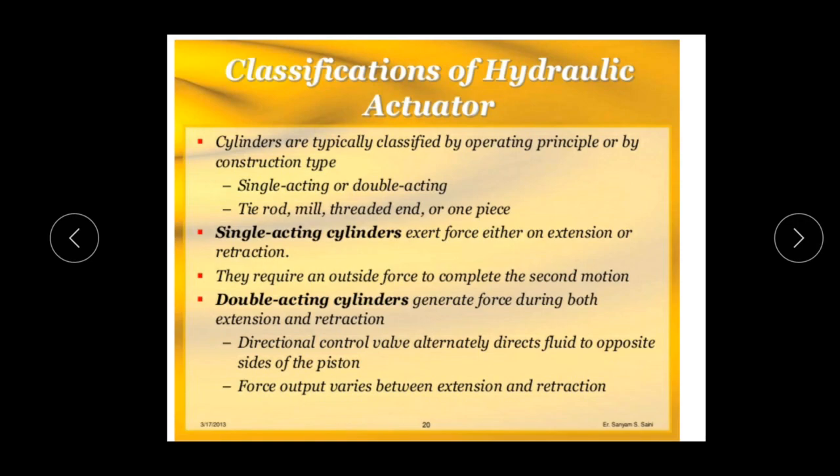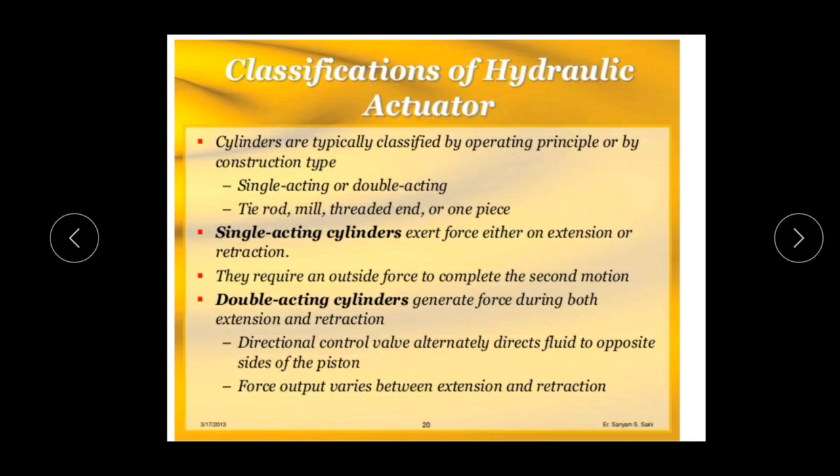Okay, dear students, let us discuss the classification of hydraulic actuators. The cylinders are typically classified by operating principles or by construction type. Number one is single acting or double acting cylinders, and tie rod cylinders, mill type cylinders, threaded end type cylinders, or one piece cylinders.